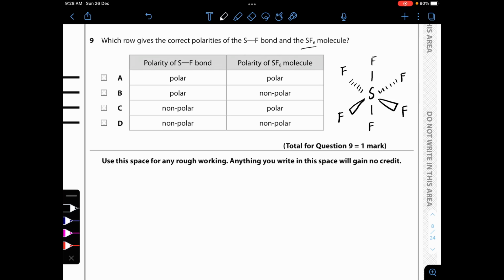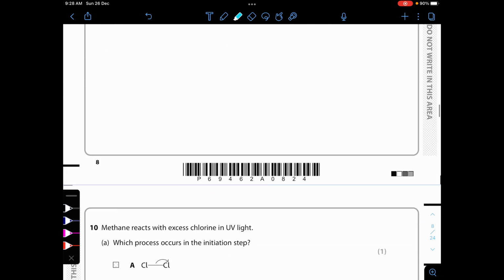Now the molecule itself is nonpolar, right? The molecule itself is nonpolar, but the S-F bond is still polar. So we need to find polar in the S-F bond, and the polarity of the molecule needs to be nonpolar. So polar, nonpolar. You can see we have double ticks in B, so our final answer is B over here. Alright, so now let's move on to question number 10.